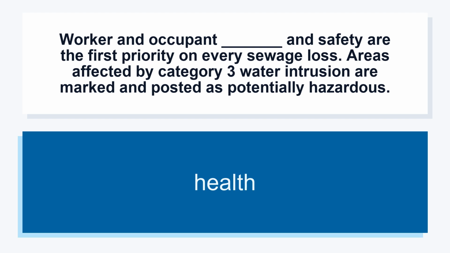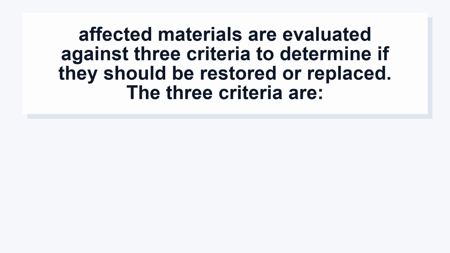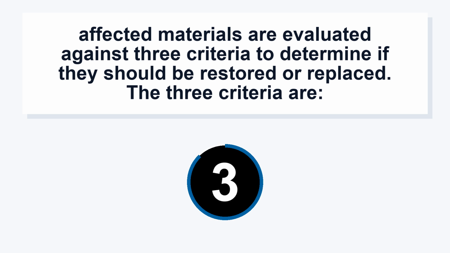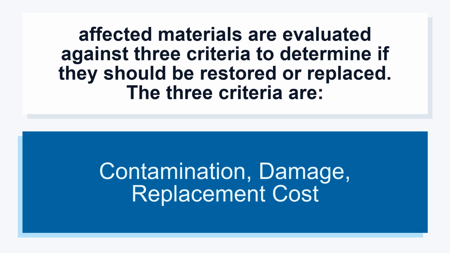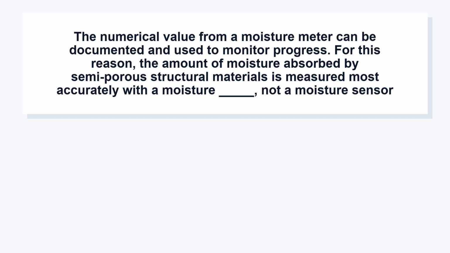Affected materials are evaluated against 3 criteria to determine if they should be restored or replaced. The 3 criteria are contamination, damage, replacement cost. The numerical value from a moisture meter can be documented and used to monitor progress. For this reason, the amount of moisture absorbed by semi-porous structural materials is measured most accurately with a moisture meter, not a moisture sensor.